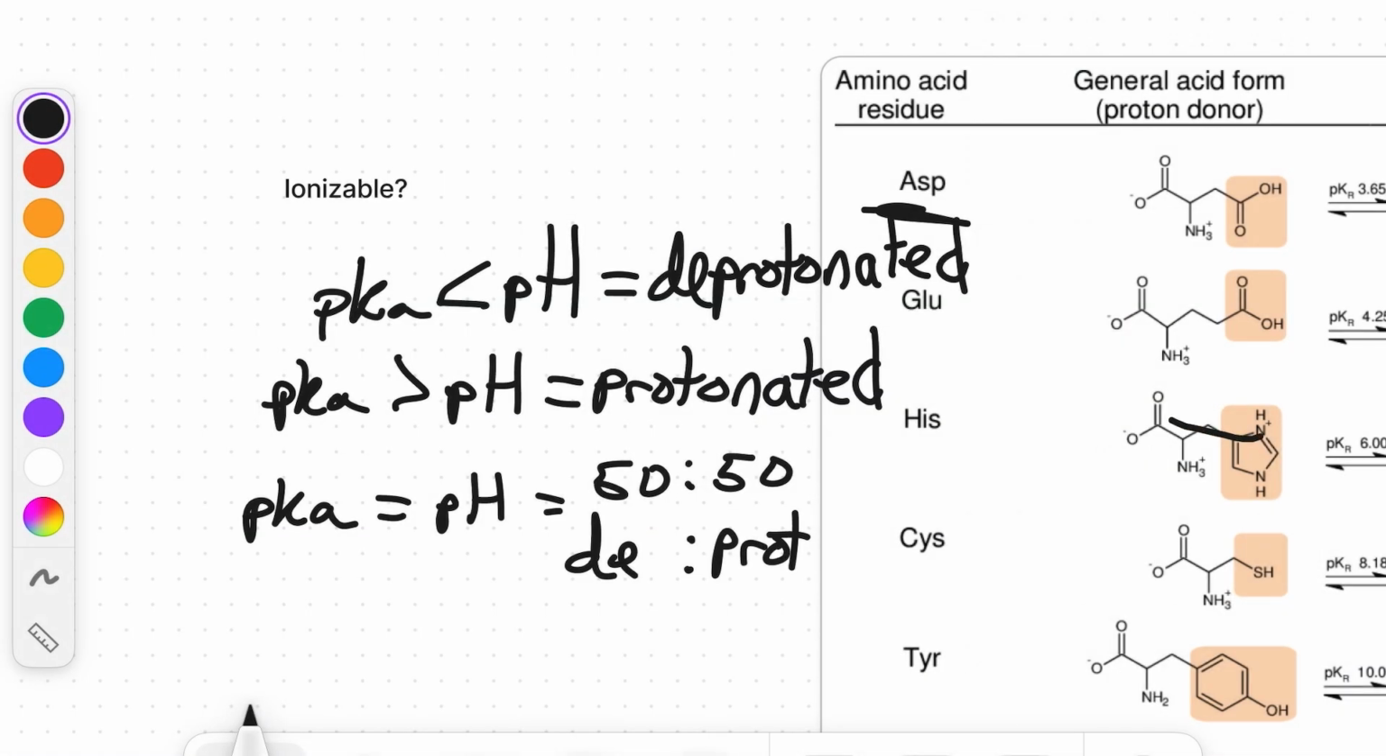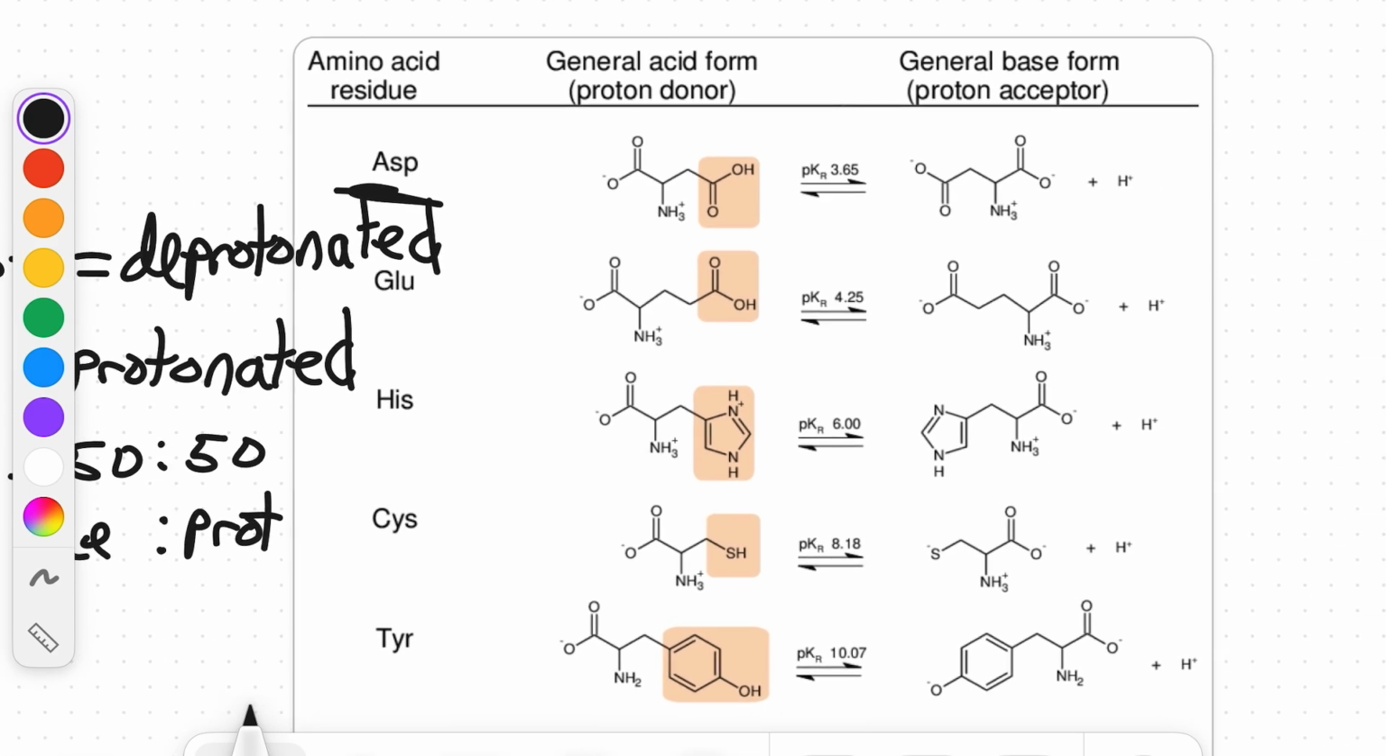So, that being said, now we know how that works. Anytime a question is comparing pH and pKa, we need to know that relationship in order to understand whether a molecule, in this case amino acids, are protonated or not.